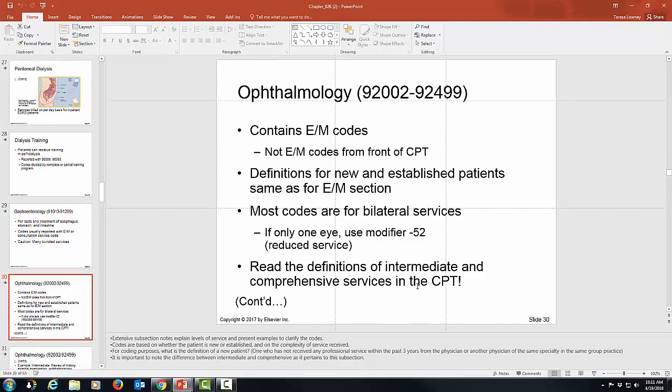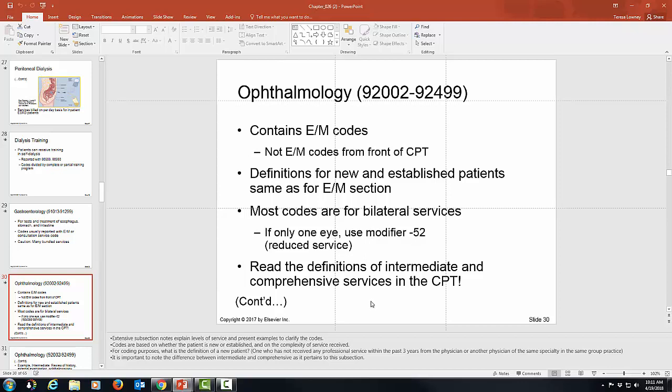Ophthalmology in this section contains E&M codes. And no E&M codes are from the front of CPT. These are all a very specialized section. So the definitions for new and established patient are the same. Most codes are for bilateral, but if only one eye, you're going to do 52 modifier, reduced service.